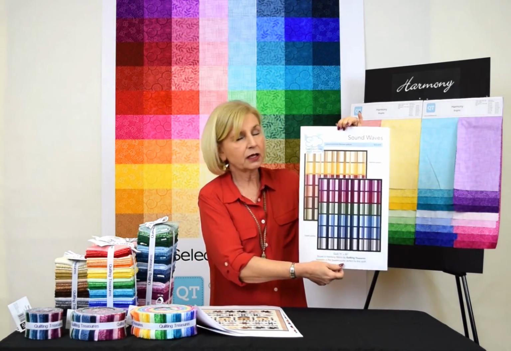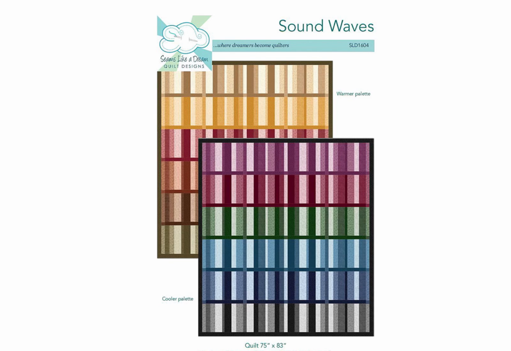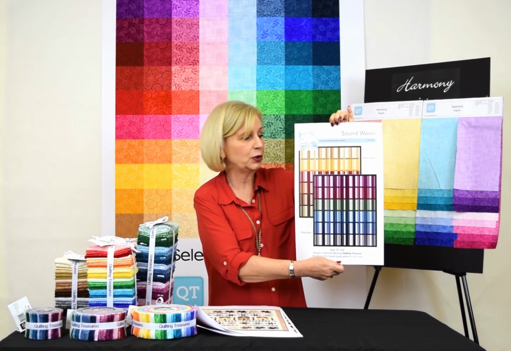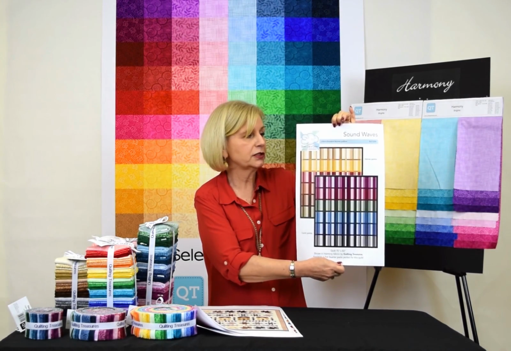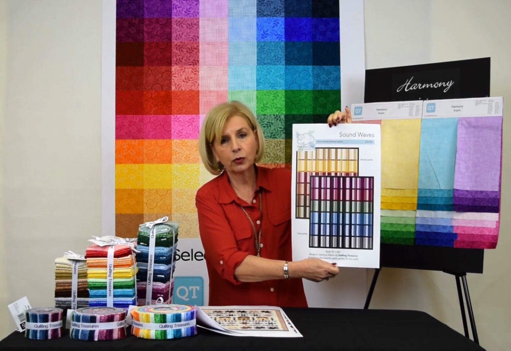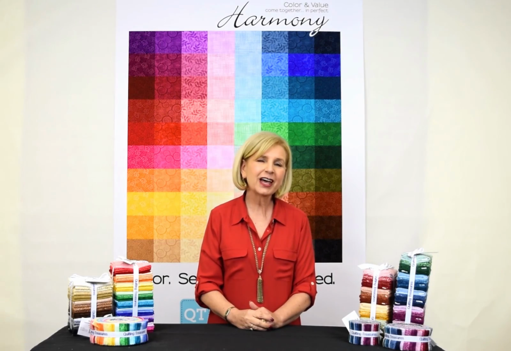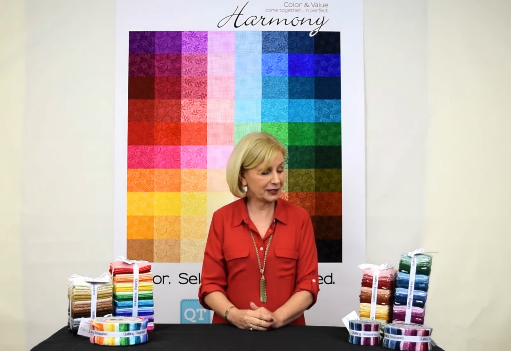And then we also have one pattern that was designed by Kate Colleran of Seems Like a Dream, and she has designed this Sound Waves quilt as a for sale pattern, so you may see this available in the quilt shop near you. If not, you can certainly go online and research where to purchase it. But this is called Sound Waves, and again, you can see the success of the quilts are based upon the color and value relationship. So that's Harmony, 84 pieces, 84 beautiful colors to make your projects just sing with excitement.